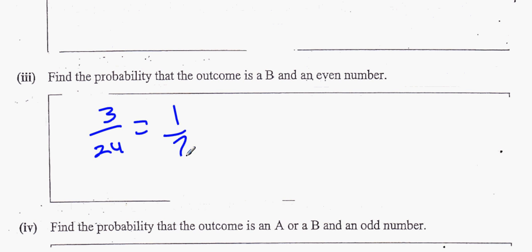The other way of doing that is the probability the outcome is a B is 1 in 4. Multiply by, and so it's multiplied by, even number. Even number is a half. So that's going to get you 1/8.